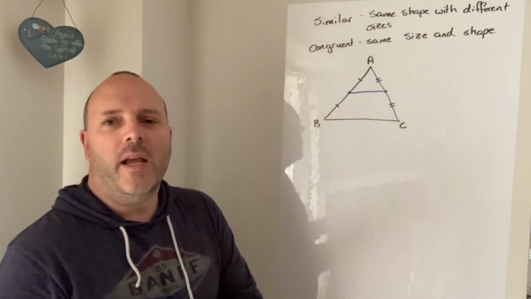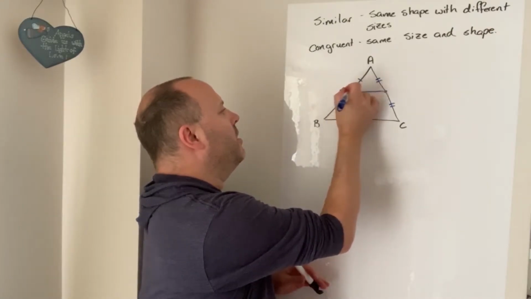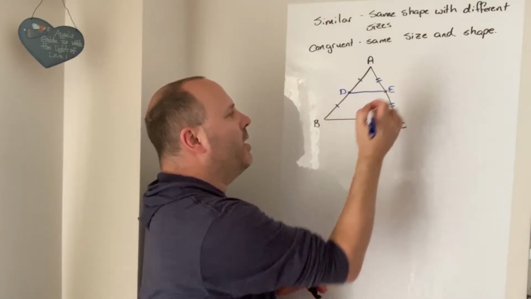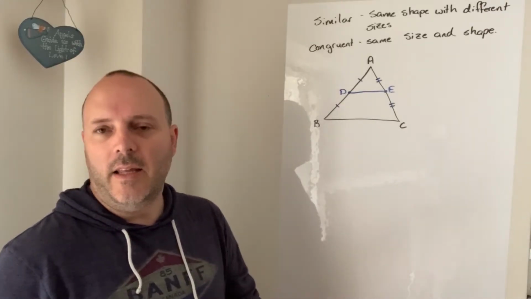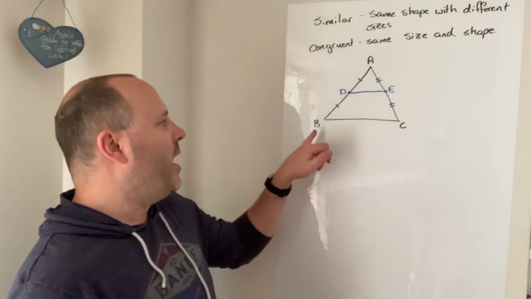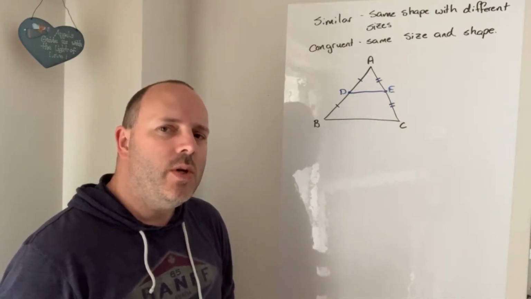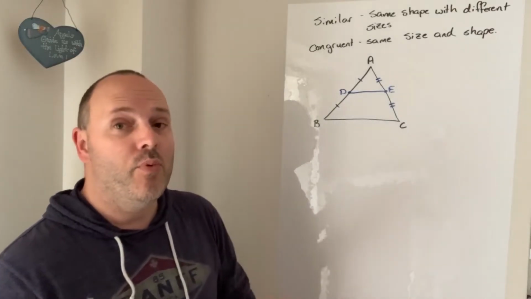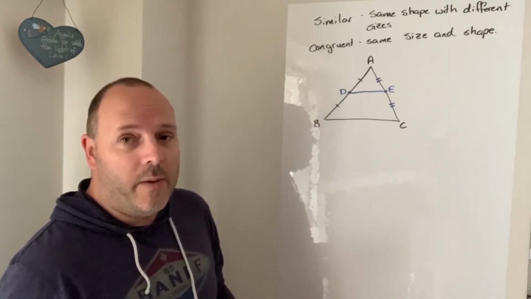Okay, now my conjecture is, let's label this D and this one E. My conjecture is that line segment DE that I just created is 1/2 the size of the line segment BC. And can I show you that that's true? Can I prove that that's true? All right. Let me try.